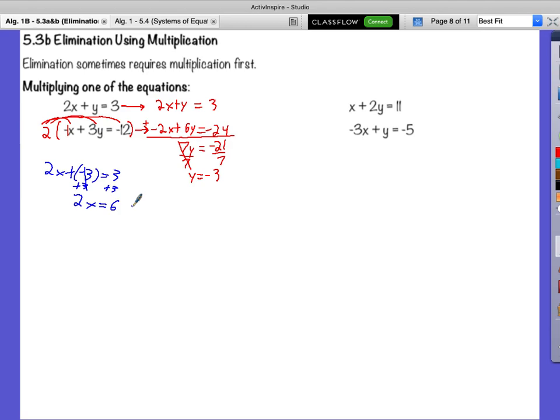Okay. Now, Tristan, what would you do to get x by itself when it's 2x is equal to 6? Divided by 2, right? Then what do you get x to equal, Tristan? 3. Now, Brock, how do we write our answer? Exactly right. 3 comma negative 3 equal x comma y.